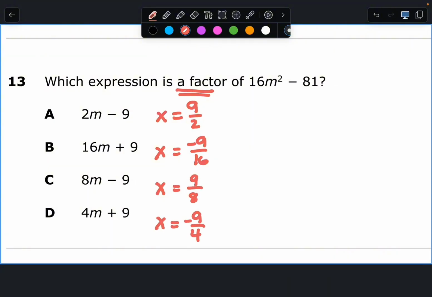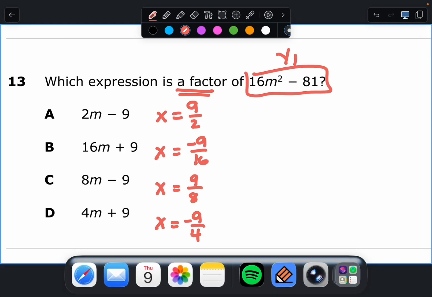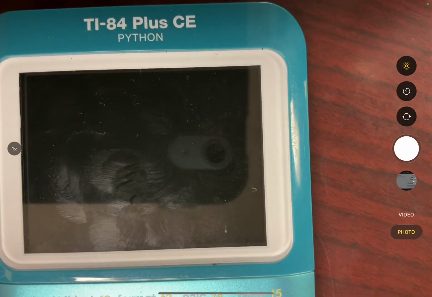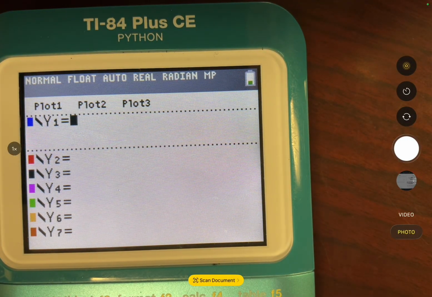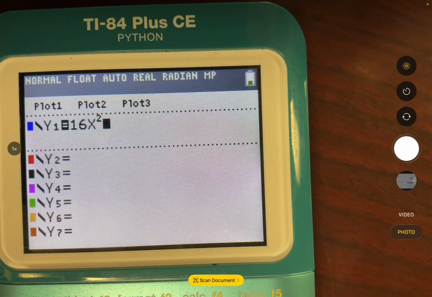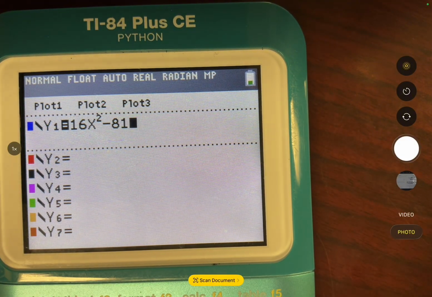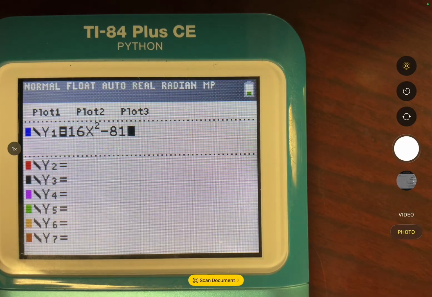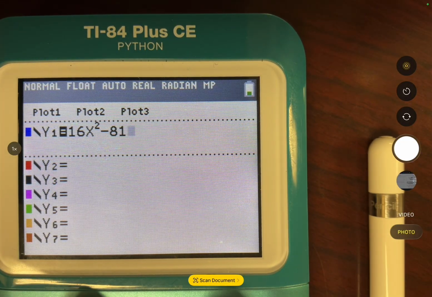So your zeros or your x-intercepts are going to be a fraction again. You're going to put this part into y1. Then we're going to go back to second window. Yeah, you're going to have to do the window thing. Type in 16x squared minus 81. I don't think graph is going to help you this time because of the minus 81. Do second window and plug in your answer choices.